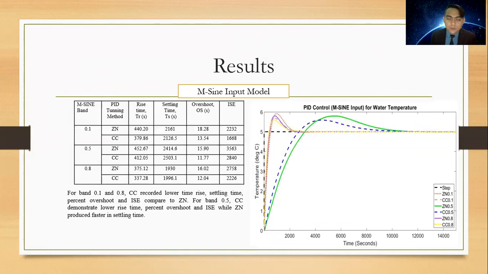The next one is for the multisine input model. For bands 0.1 and 0.8, Cohen-Coon recorded lower rise time, settling time, percent overshoot, and ISE, integral square error, compared to Ziegler-Nichols. For band 0.5, Cohen-Coon demonstrated lower rise time, percent overshoot, and ISE, while Ziegler-Nichols produced a faster settling time.